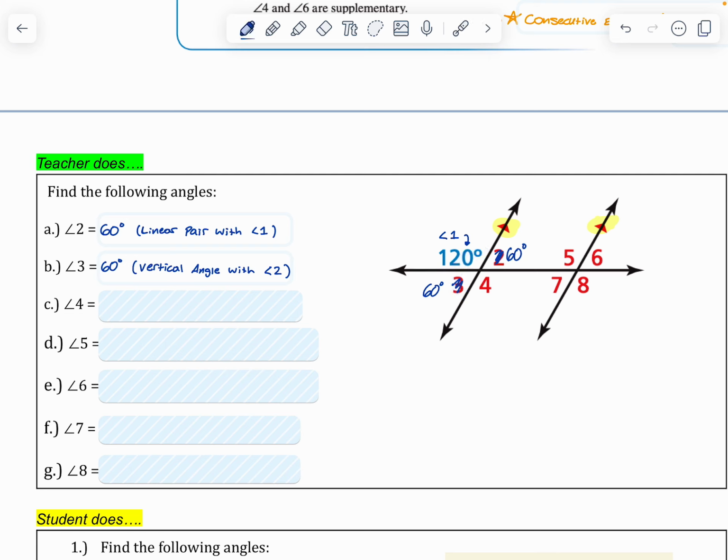The last one that we have in this picture is angle 4. Many ways to do it. I could see a linear pair here. I could see a linear pair here. And I could see vertical angles right here. I'm going to go the vertical angle route. Angle 4 has to be 120 degrees because it's a vertical angle with angle 1, right, that first angle that we had, 120 degrees.